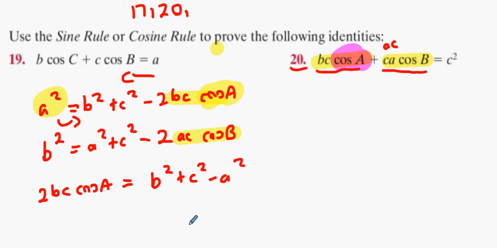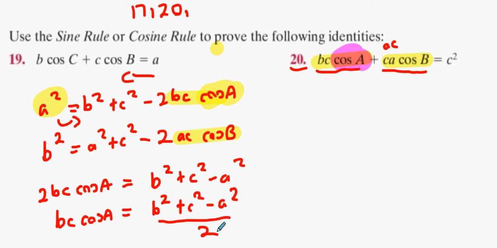Next one we are going to do is 2 divided by 2 because I want it on its own. So it's going to be B squared plus C squared minus A squared all over 2. Likewise, I'm going to do the same with CA cos B.